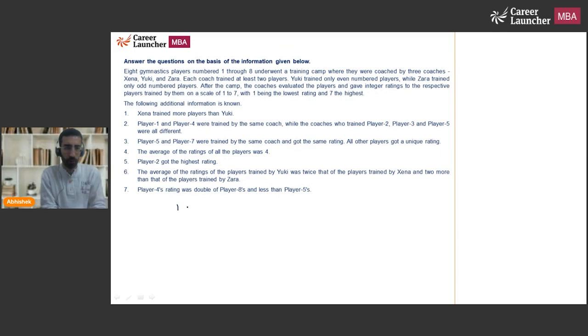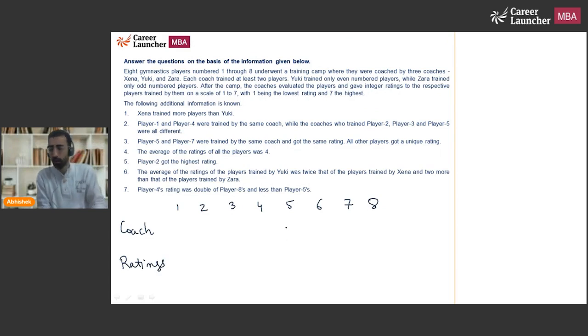A good simple table to make would be player numbers 1, 2, 3, 4, 5, 6, 7, 8. Actually, we have a lot of space on the right, we can use it. And then, of course, the coach names, and then the ratings. A simple, neat table to make here. And let's start filling this.